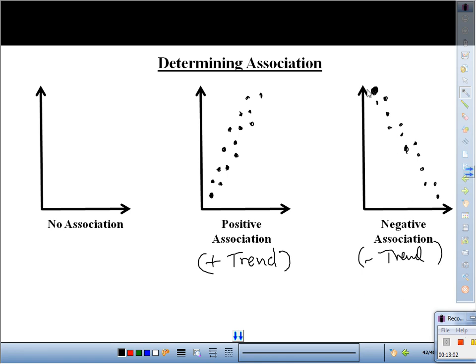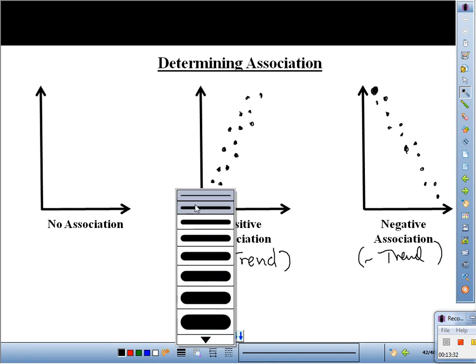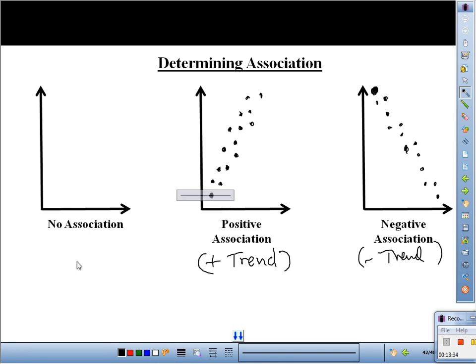So if I was to sketch a line going through this data, look up, please. What kind of slope would it have? Negative slope. Okay? So now, let me go to no association. And I'm going to say no trend.